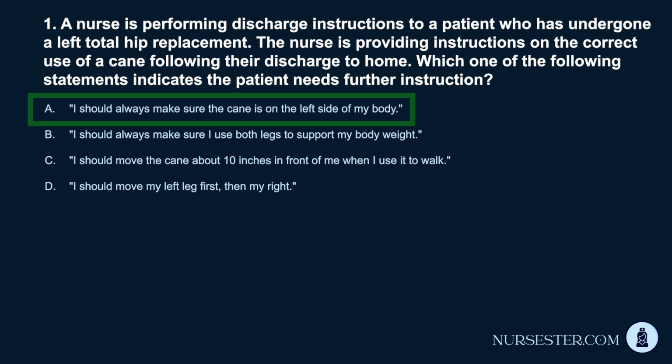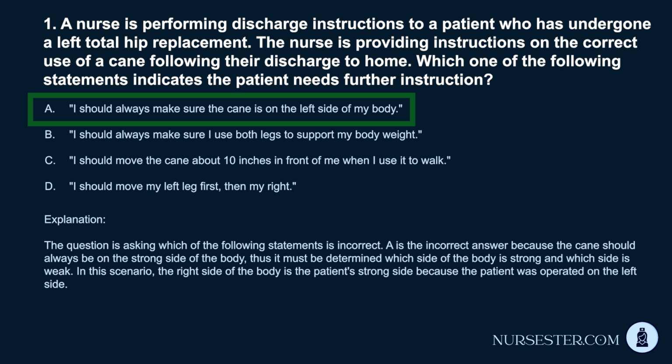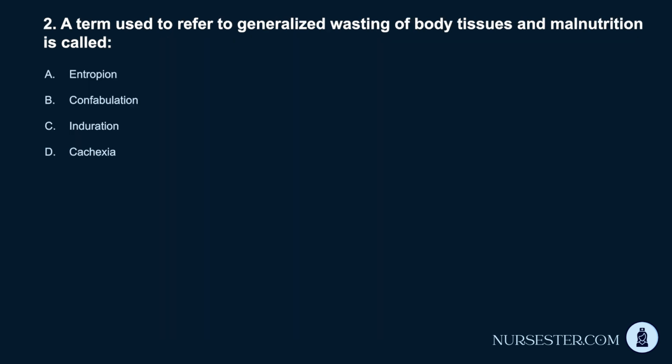Correct answer, A. I should always make sure the cane is on the left side of my body. The question is asking which of the following statements is incorrect. A is the incorrect answer because the cane should always be on the strong side of the body, thus it must be determined which side of the body is strong and which side is weak. In this scenario, the right side of the body is the patient's strong side because the patient was operated on the left side.